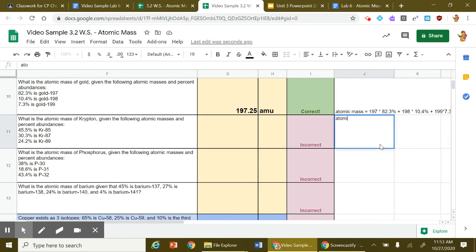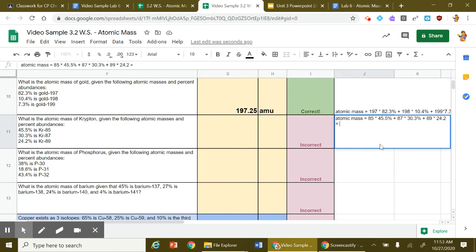So here we go. Atomic mass equals the mass of the first one, 85, times its percent, 45.5%, plus the mass of the second one, 87 AMU, times its percent, 30.3%, plus the mass of its third isotope, 89 AMU, times its percent, 24.2%. And what does that equal?